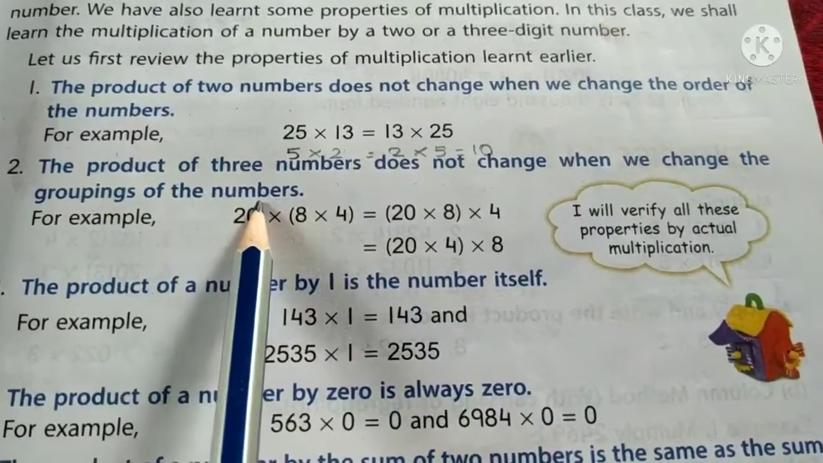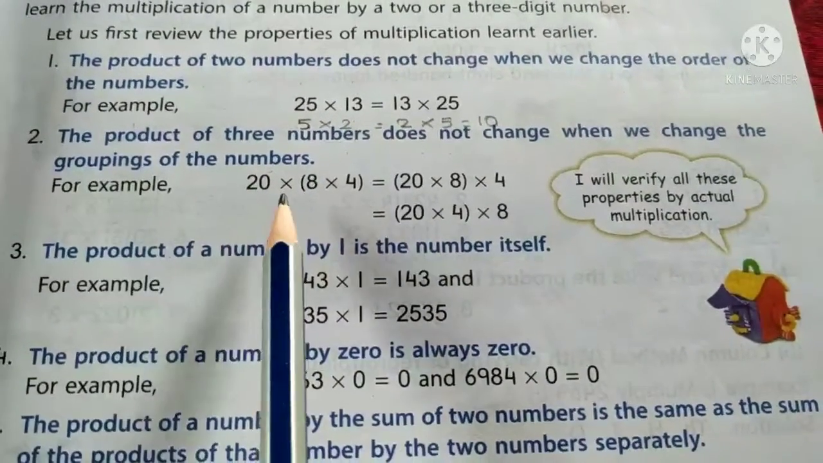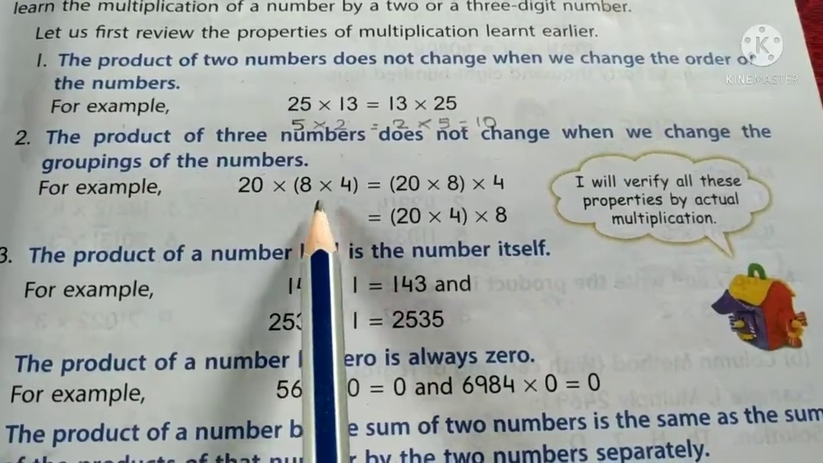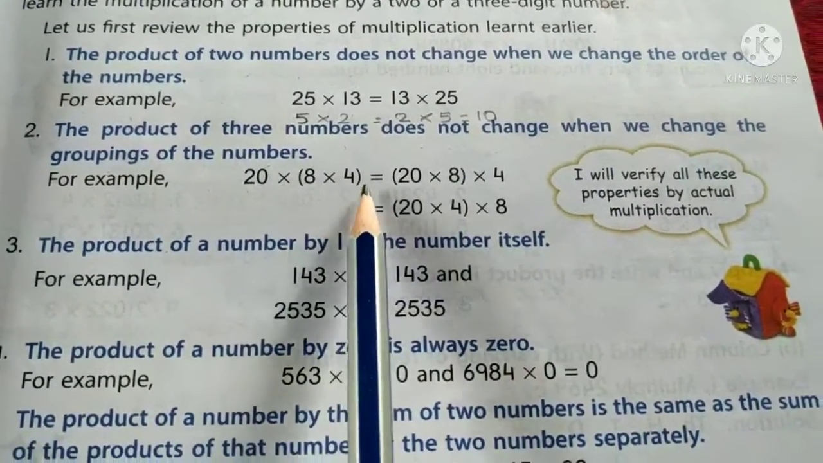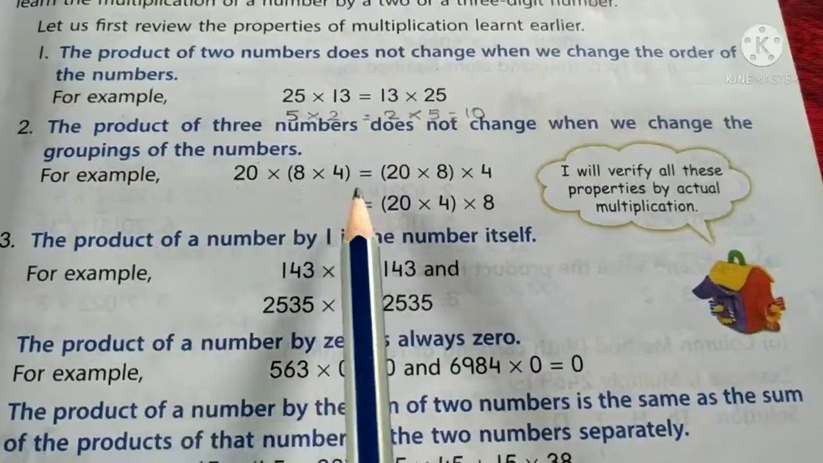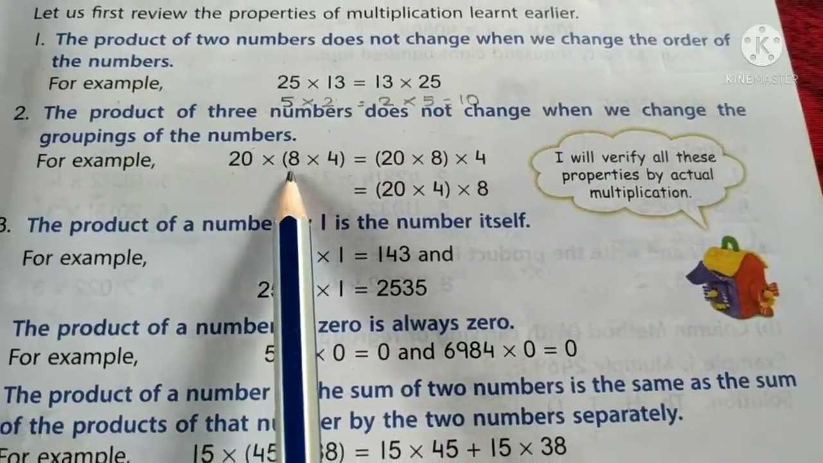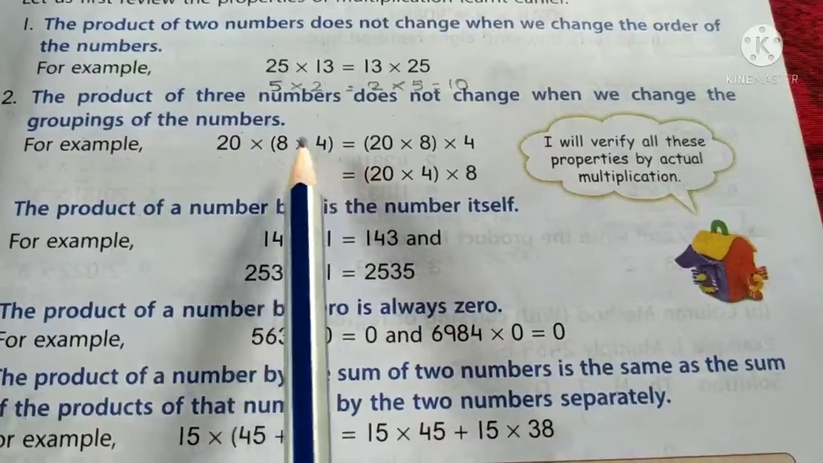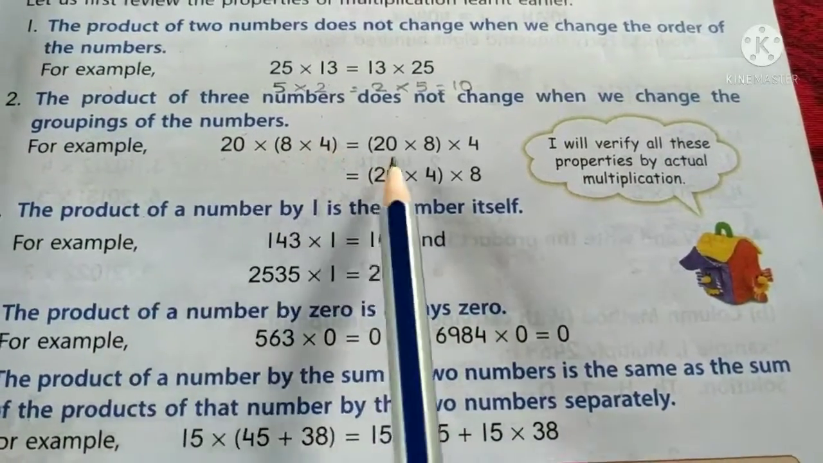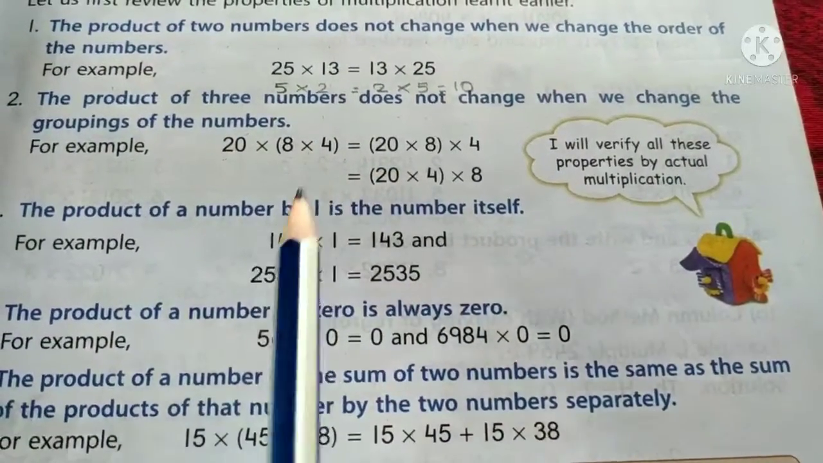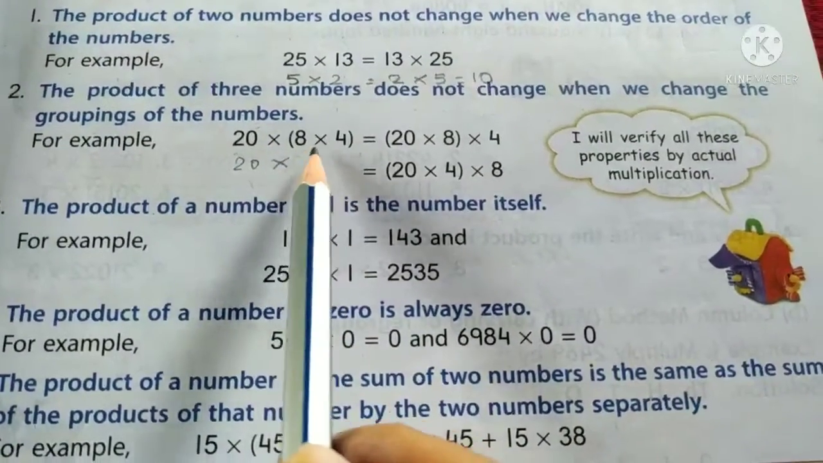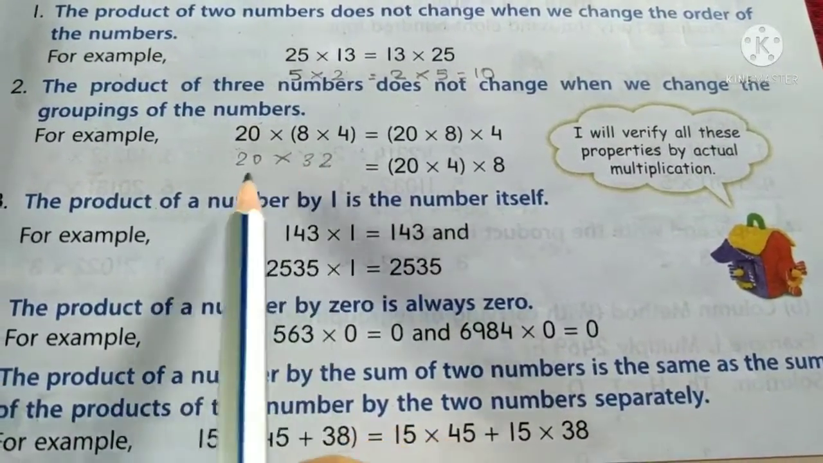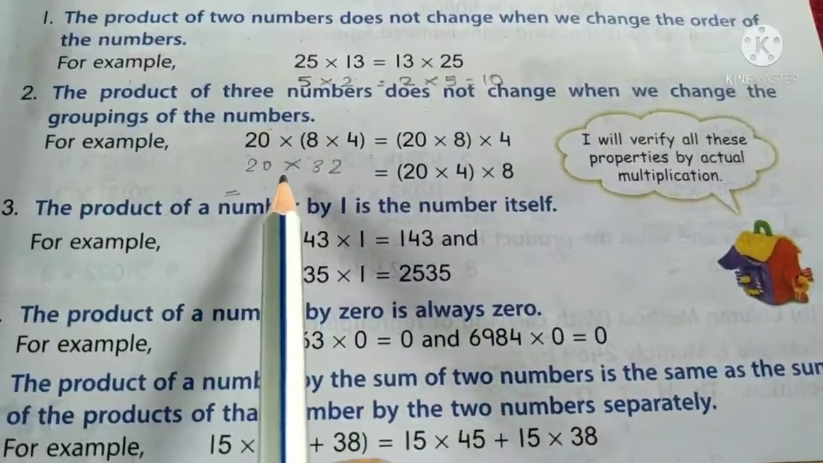The second property states that the product of three numbers does not change when we change the grouping of the numbers. For example, here there are three numbers which are to be multiplied: 20 multiplied by 8 into 4. Here we have done the grouping, that is, we will be multiplying these two together and then with 20. If we consider this, then the answer in this case will be 20 multiplied by 4 8s are 32. So what will be the answer, children?